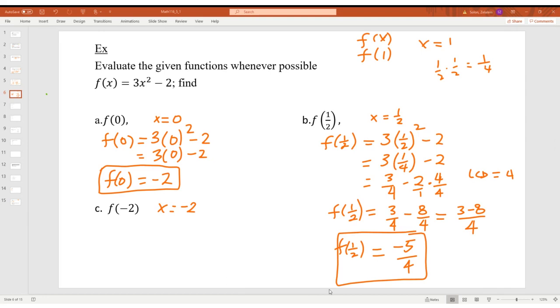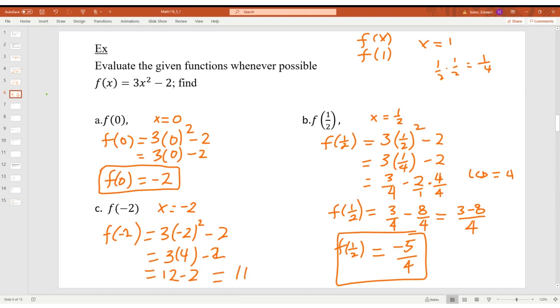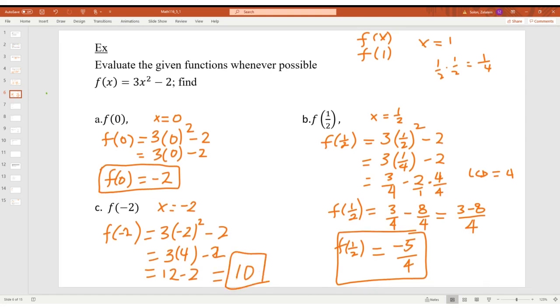Okay, the second one here is f of negative 2, so that means x is negative 2. So f of negative 2 equals 3 times negative 2 squared minus 2. So negative 2 times negative 2 is 4. So you have 3 times 4 minus 2. 12 minus 2, which equals 10. So f of negative 2 is 10.